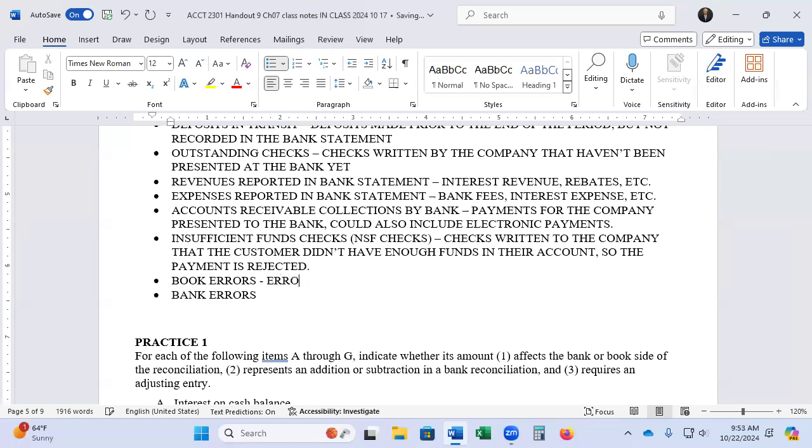Book errors are errors made in the accounting records. And keep in mind, this is for the company. And then bank errors are errors made by the bank. I used to think the bank didn't make errors, but they do. They hopefully make a lot fewer errors than we do, but from time to time they do.